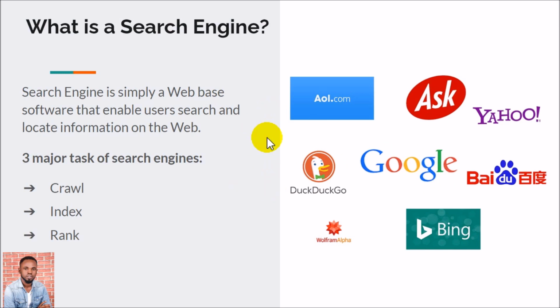Okay, so that is it. Go over and try using your search engine. Now you understand how the search engine works.